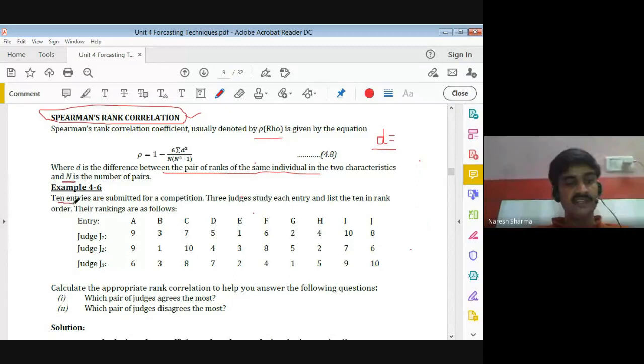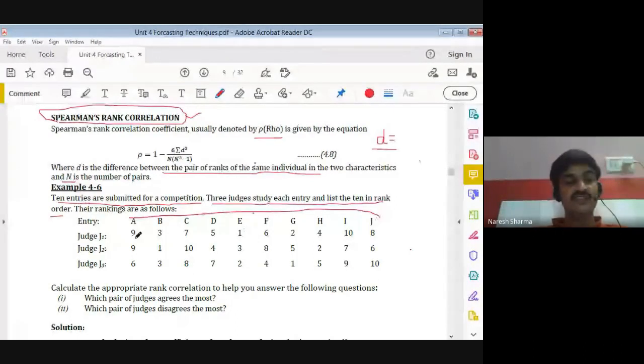10 entries are submitted for a competition, and 3 judges, like you see in Indian Idol and all these things, study each entry and list the 10 in rank order. They give some marks and then the ranks are generated. We have the entries named A, B, C, D, E, F, G, H, I, J. So J means 10.